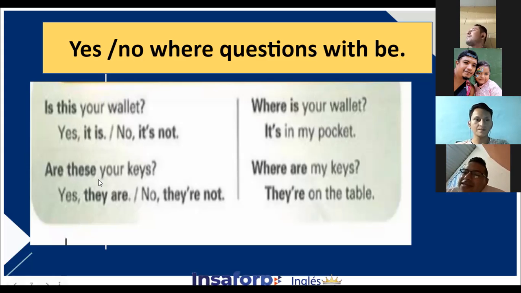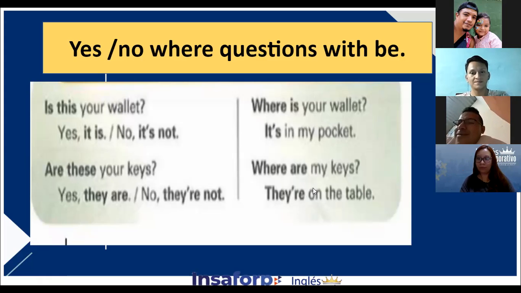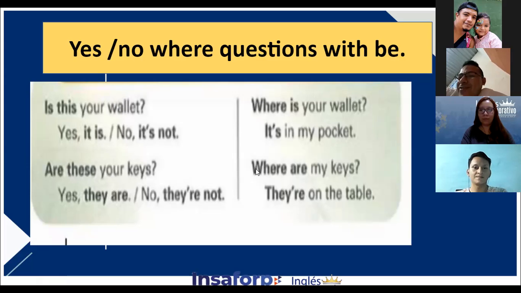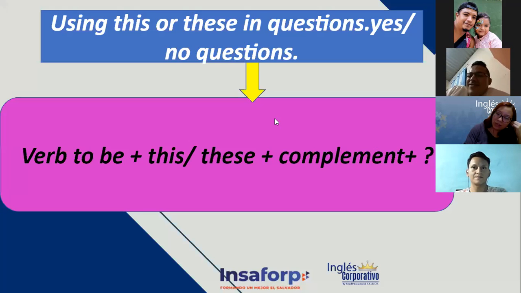Number 3. Are these your keys? Yes, they are. No, they are not. Number four. Where are my keys? They are on the table. They are on the table, right? On the table. Yes. Okay, y antes de proseguir, antes de esto.